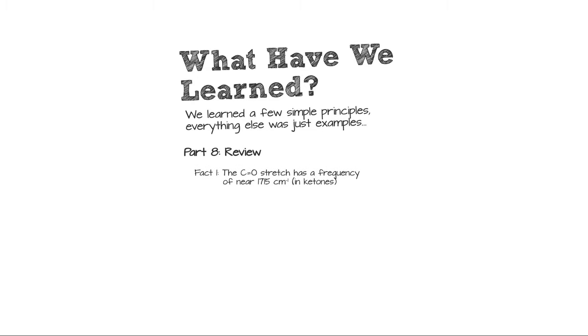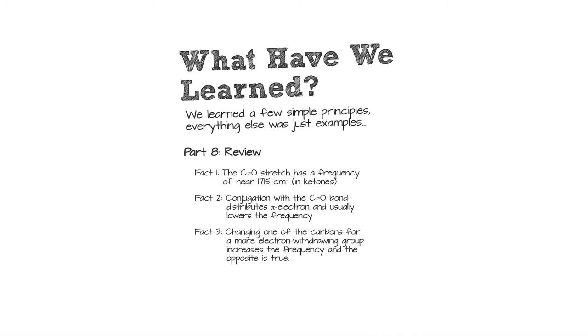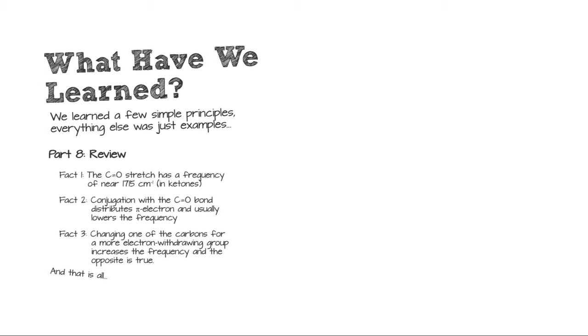If we consider a carbonyl to be a 1715 per centimeter frequency, which is what we had for ketones, then we just always think about what increases that or what decreases it. Conjugation decreases the frequency. And putting on electron withdrawing groups, or making electron donating groups less electron donating, either way, going to a more electron withdrawing character increases the frequency. And that's pretty much everything we need to know, and that explains every observation.